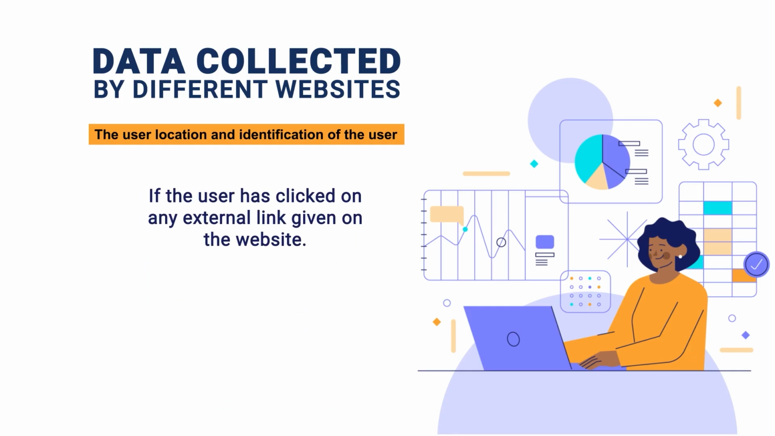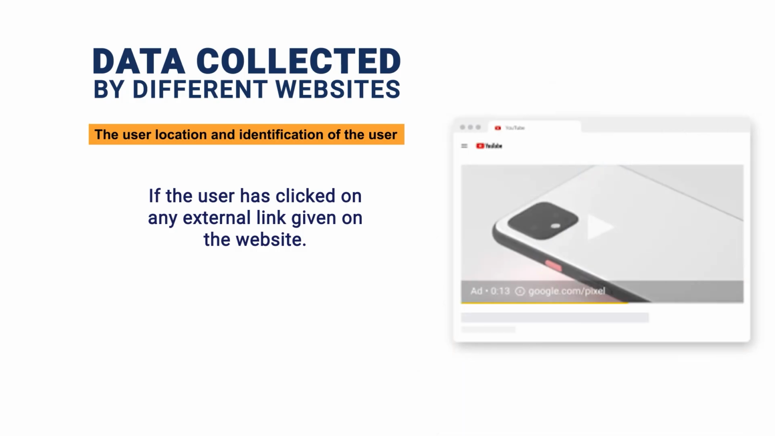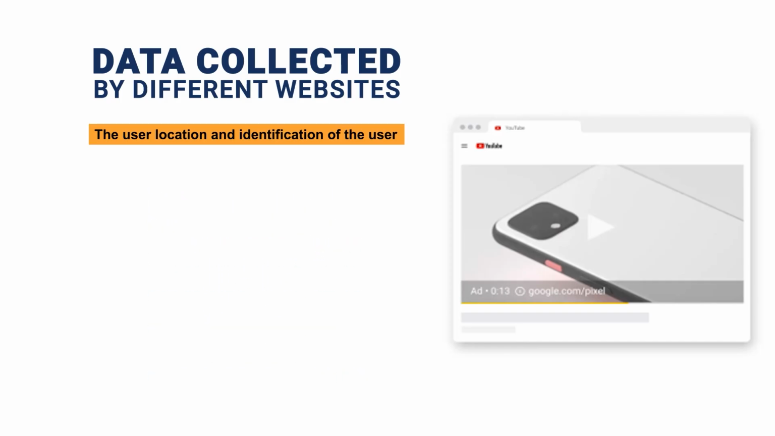If the user has clicked on any external link given on the website, this is of interest to the business website people: what are the various external links given on the website that the user has clicked. Has any advertisement on the website been clicked by the user?